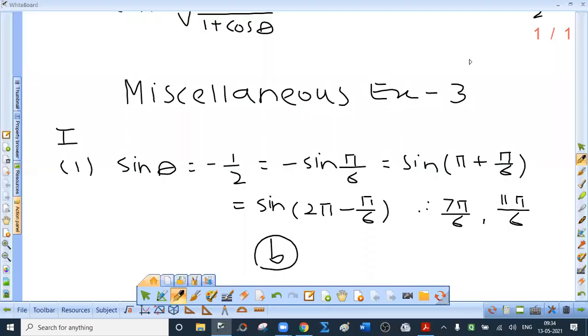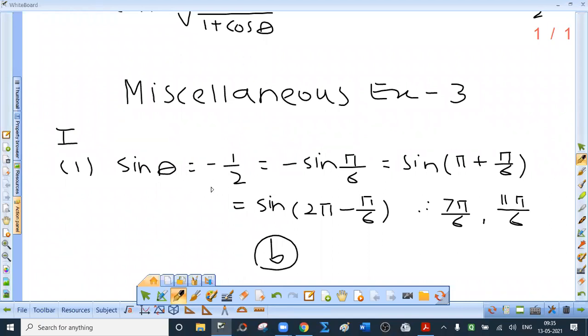Now miscellaneous exercise 3. First question, select the correct option from the given alternatives. First one, the principal solutions of the equation sin theta equal to minus half are. I hope you remember this. Principal solution has to lie between 0 to 2 pi, 0 included, 2 pi excluded. In 99% of the cases, you get two answers. But if you are given an equation, rather an identity, like sin square theta plus cos square theta equal to 1, then this may have infinitely many principal solutions.